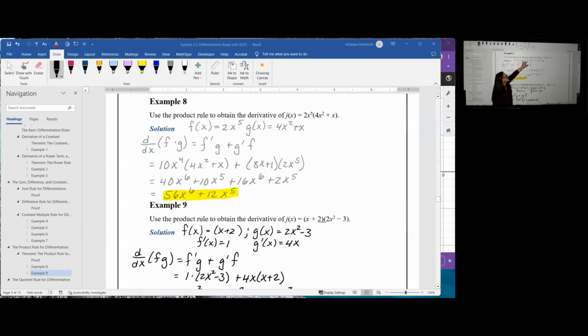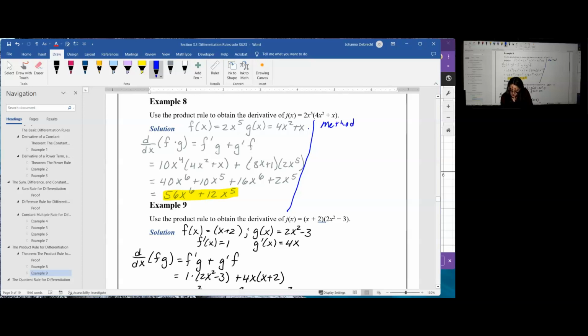F prime applies the power rule and constant multiple rule. I get 10x to the fourth for the derivative of f. I leave g alone and write 4x squared plus x. Then for the second term, I take the derivative of g, which is 8x plus 1, in parentheses, and multiply by the original function f. Then I can multiply it out and combine like terms to get the result in yellow. Is there an easier way? What would have happened if I multiplied it out first?